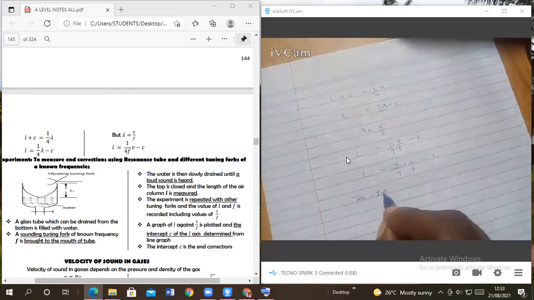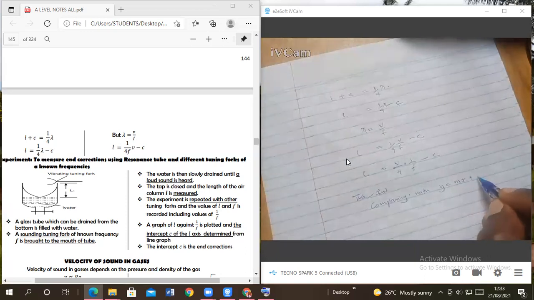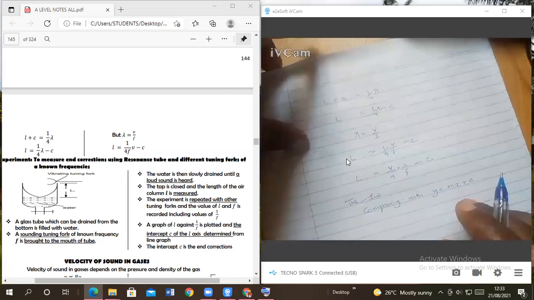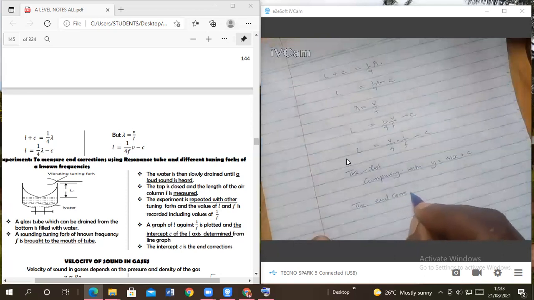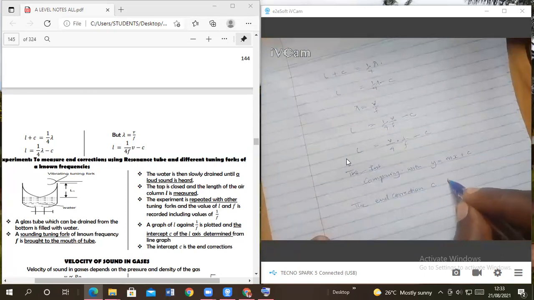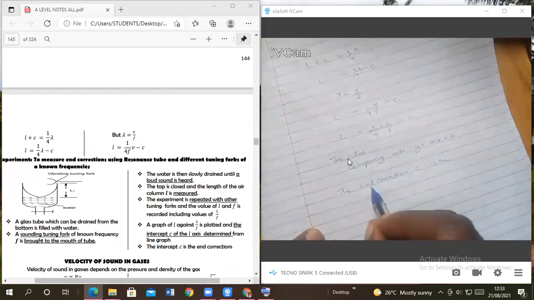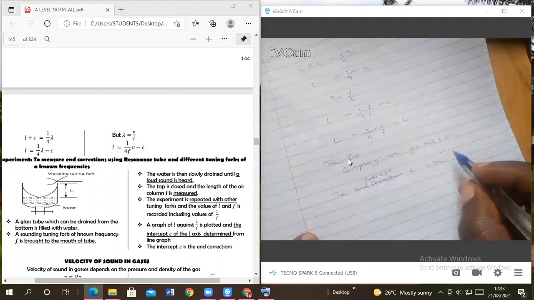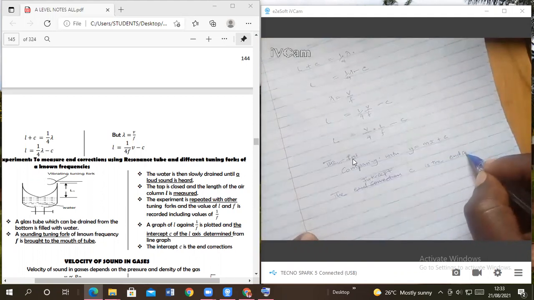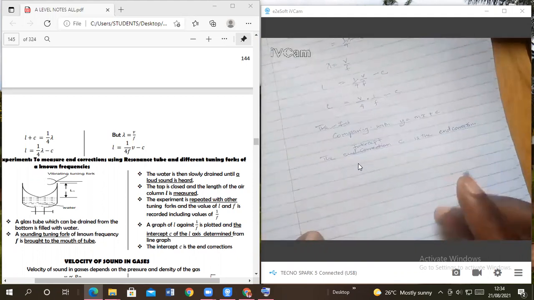So here you say the intercept. Okay, you can first say comparing from the equation, you have to compare. Comparing with Y equals MX plus C, we conclude and say that C is the end correction, the intercept. C is the end correction. You can go ahead if you have enough time.